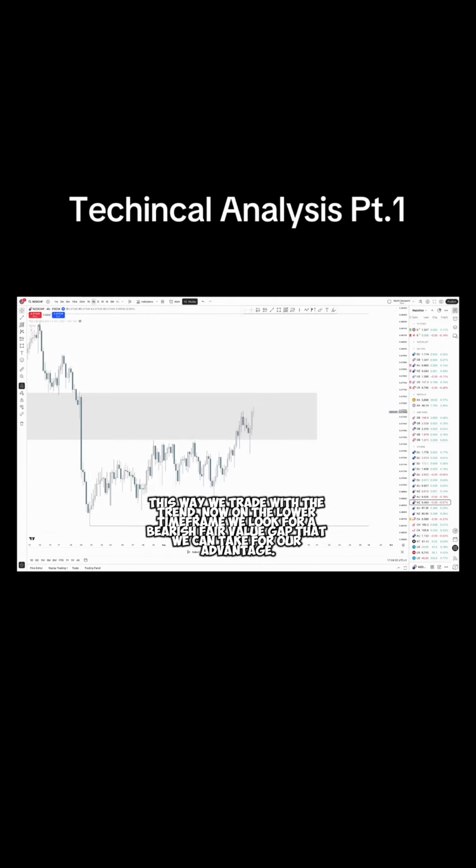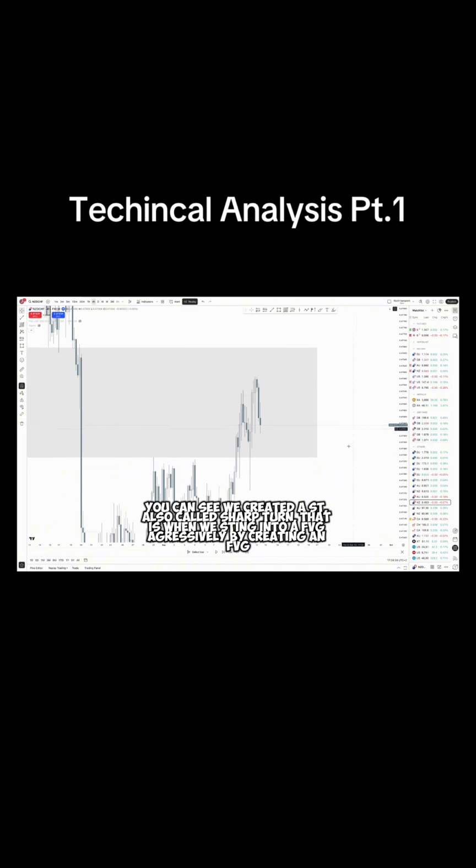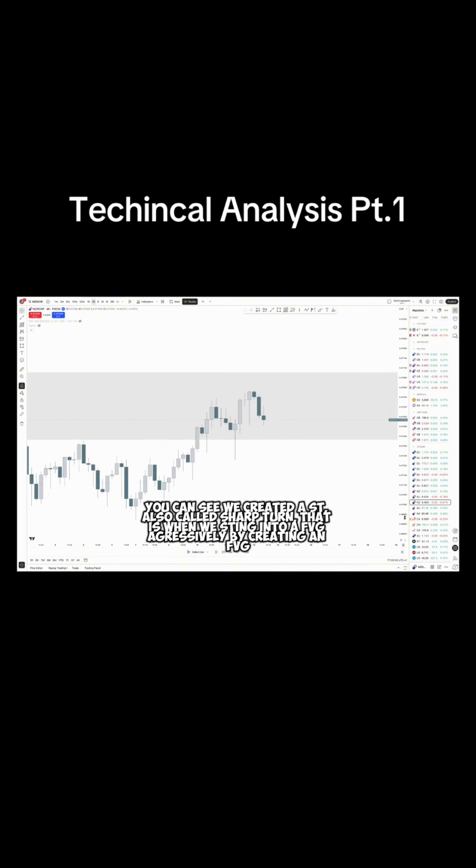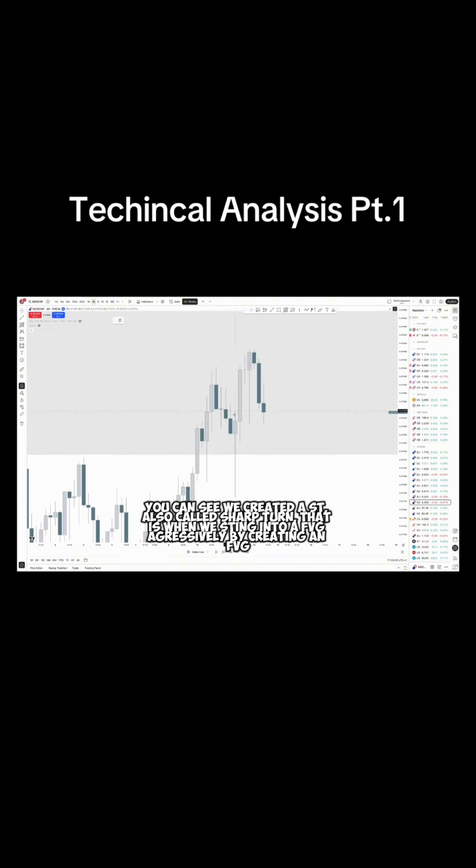Now on the lower time frame, we look for a bearish fair value gap that we can take for our advantage. You can see we created a ST, also called sharp turn. That is when we sting into a FEVG aggressively by creating an FEVG and creating a new FEVG into the other direction. That is a sign for high volatile market.